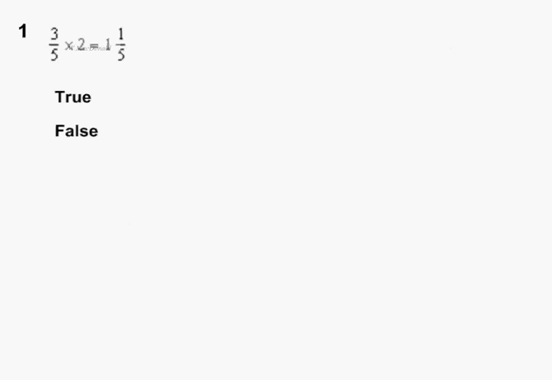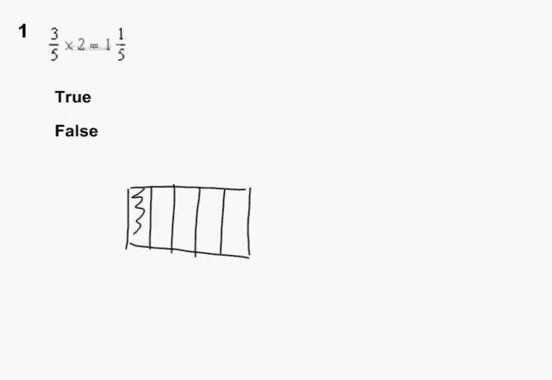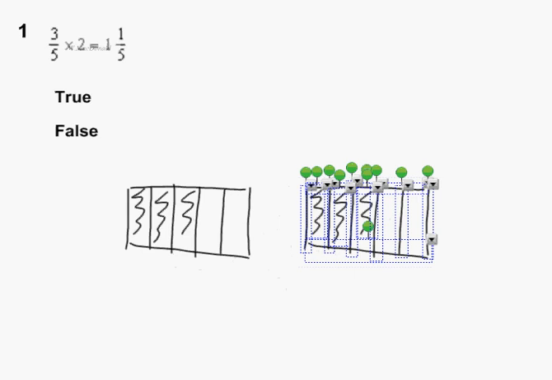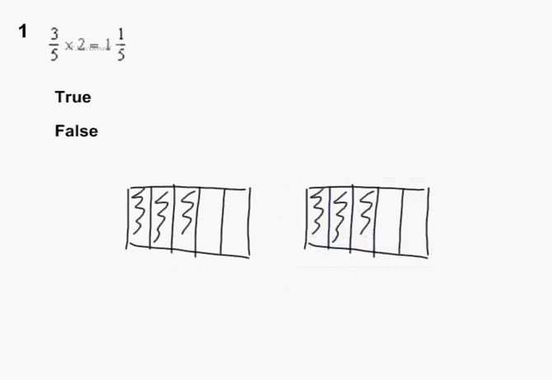Well, if you had 3/5 of something, and I can draw it here, you had 3/5 and you were to double it, so I'm going to take this and just click on it and clone it. That would be multiplying it by 2. And you ask yourself, well, how many fifths would I have? I'd have 1, 2, 3/5, 4, 5. I'd have 6/5 altogether. Now 6/5 is an improper fraction, but if I was to change it to a mixed fraction, it would be 1 1/5, which is this answer, which makes this true.